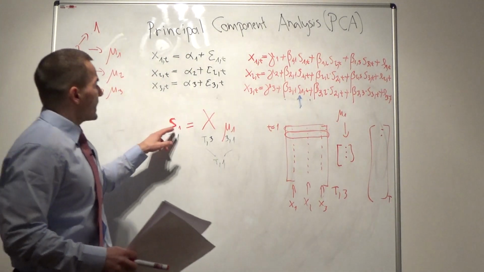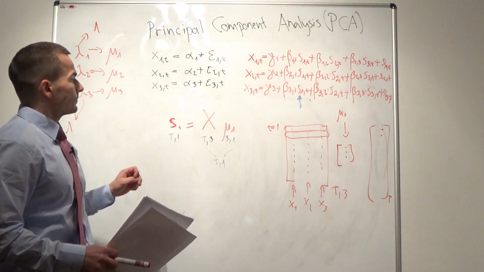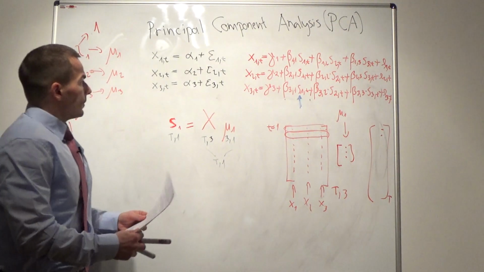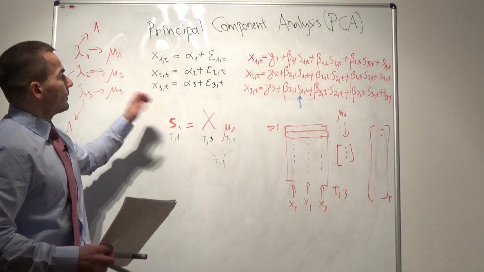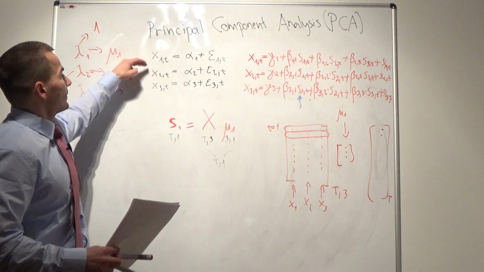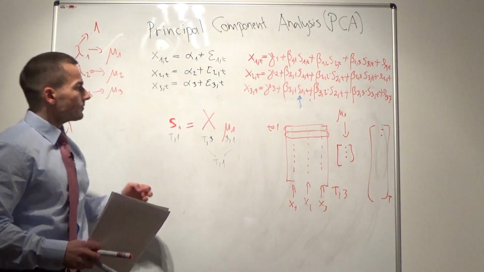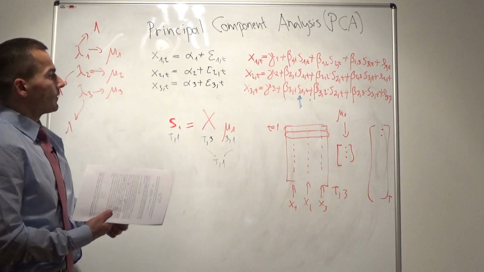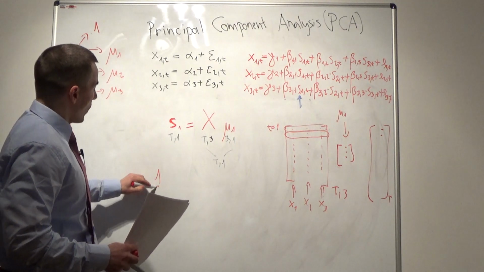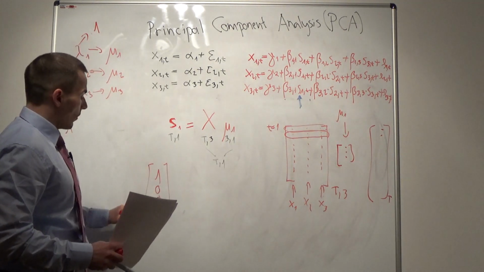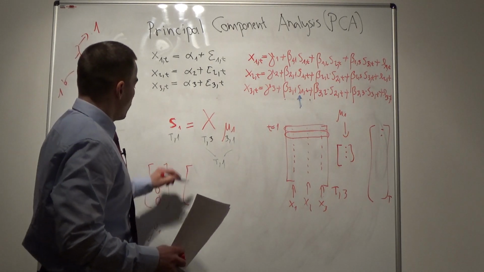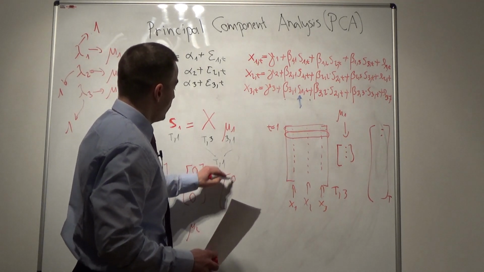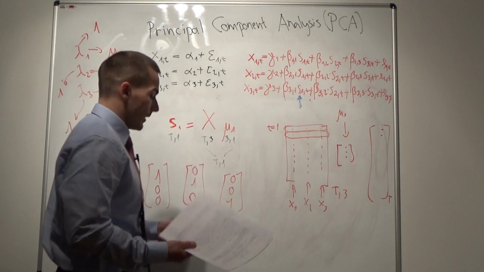What would be our eigenvectors? Obviously, our eigenvectors would be exactly the same as our original processes. This is what comes out. Because if lambda is 1, one can show that one eigenvector is 1, 0, 0, which is our mu 1. The second eigenvector would be 0, 1, 0. This would be our mu 2. And the third eigenvector would be 0, 0, 1. This would be our mu 3.